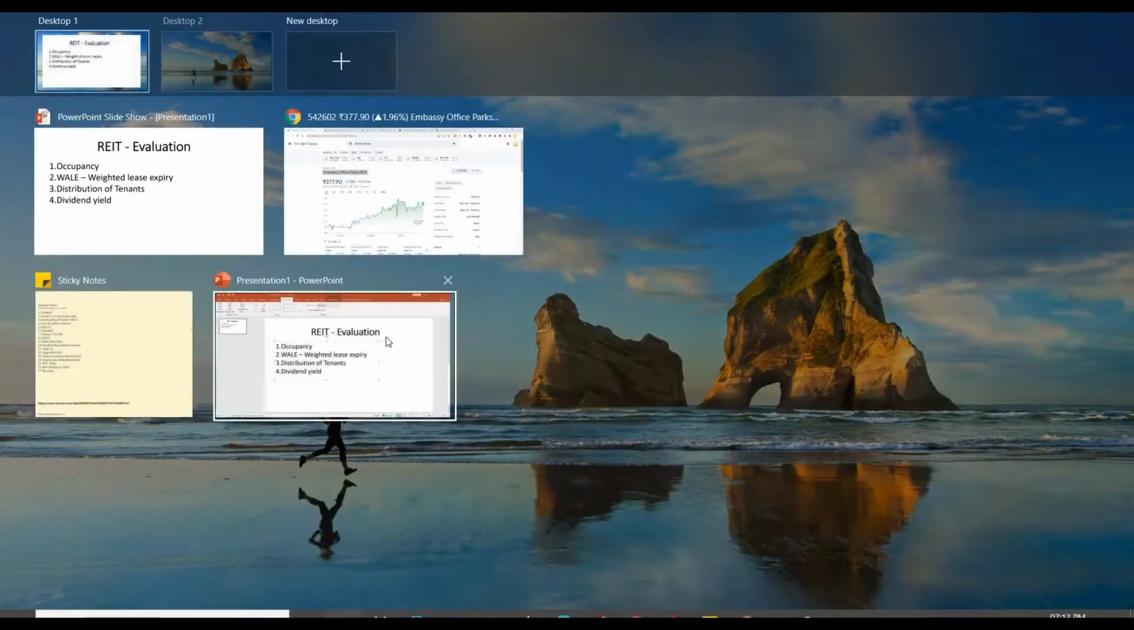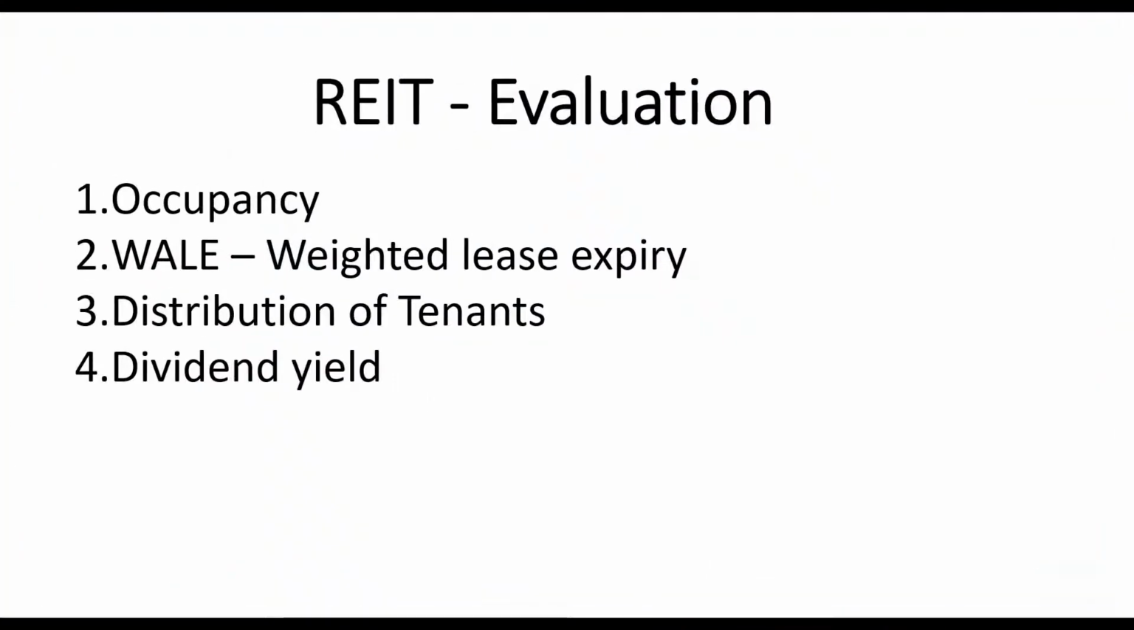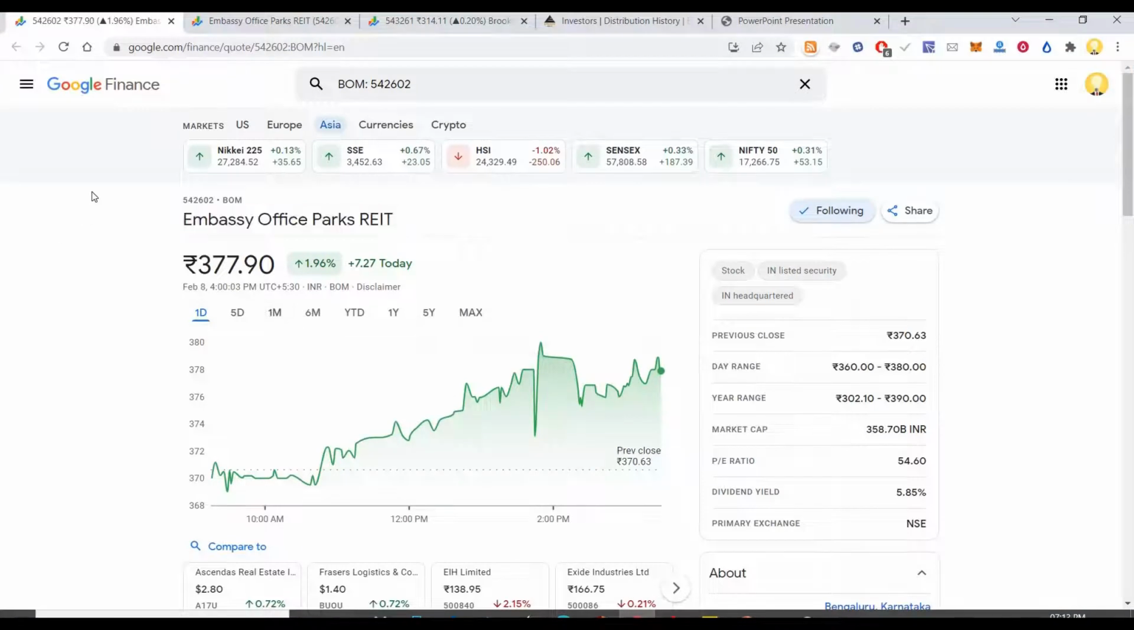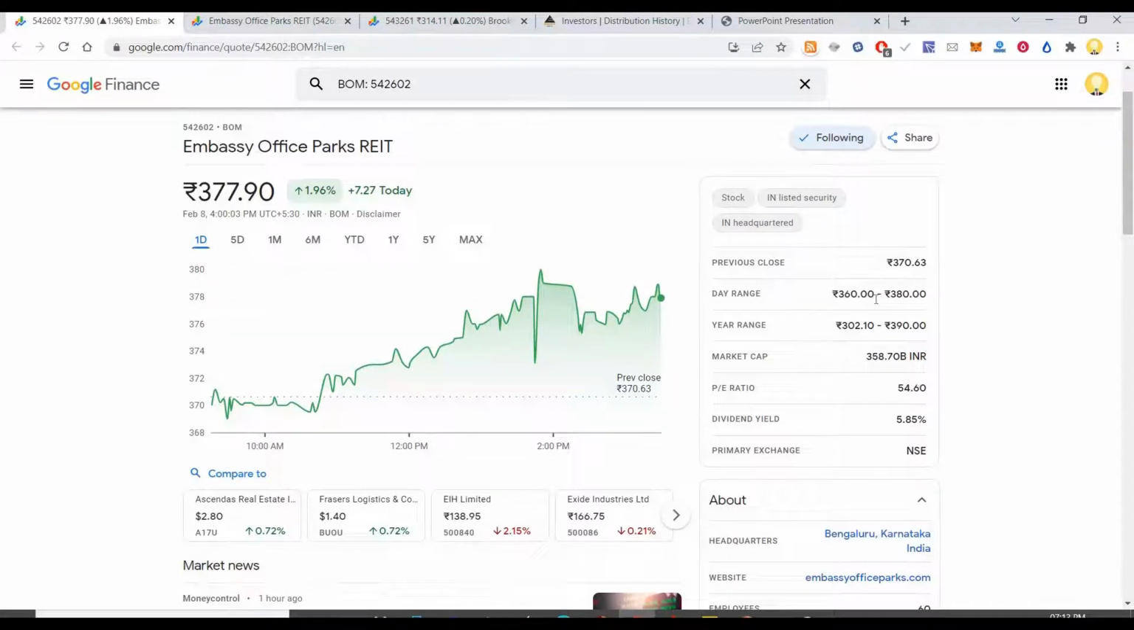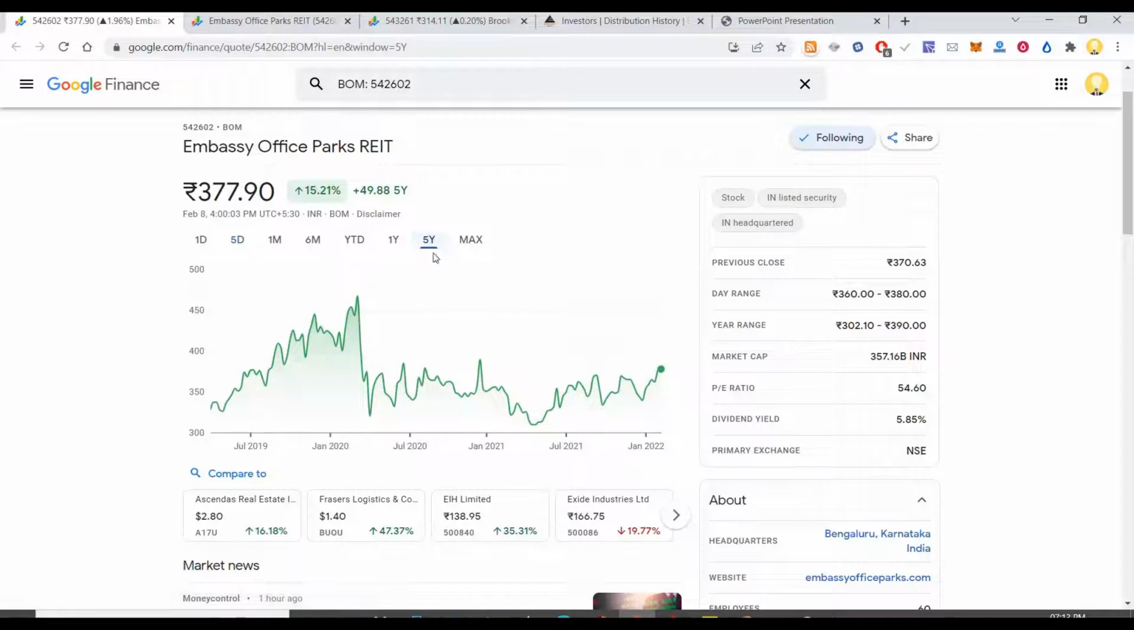Okay, so now going back to the REITs, you can come to Google Finance and search for Office Parks REIT. Then you will see the actual trading prices. You can also see the dividend yield that they provide, and how the performance is. If you see something like Embassy REIT, on April 5th, 2019, it was trading around 328. Today it's trading around the 377 range.